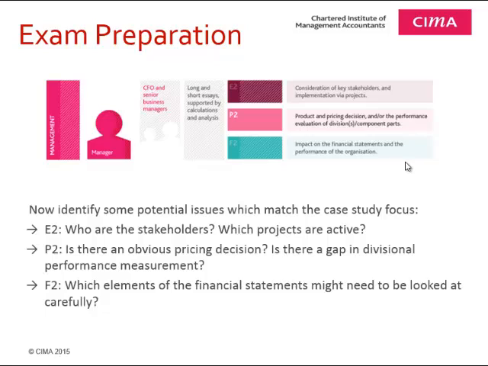So what sort of questions might we have in the back of our mind when we do this final walk through the case study and identify the things that now seem to us to be important? Some of the potential issues we might think about are: who are the stakeholders? Are there any active projects going at the moment? Are there any obvious pricing differences? Are there any gaps in divisional performance measurement? And which elements of the financial statements might need to be looked at carefully?